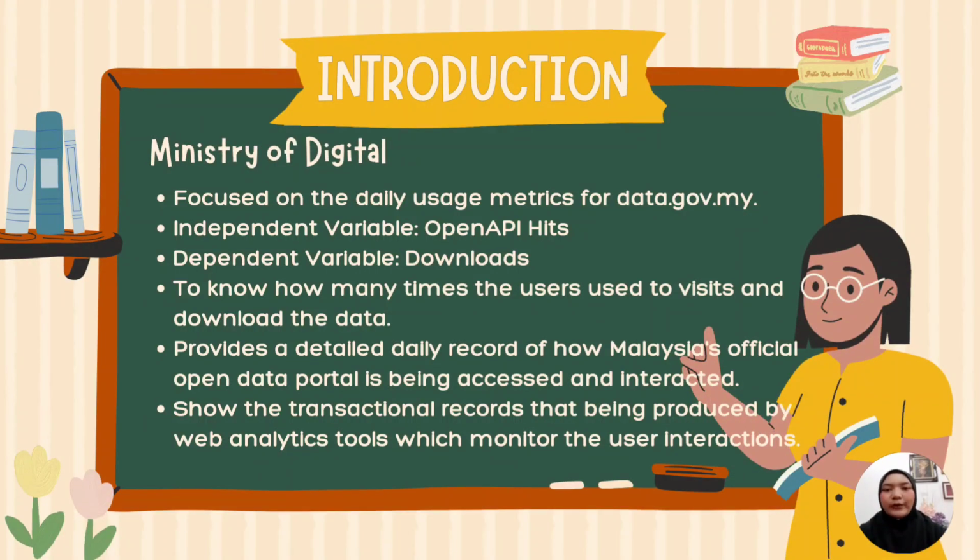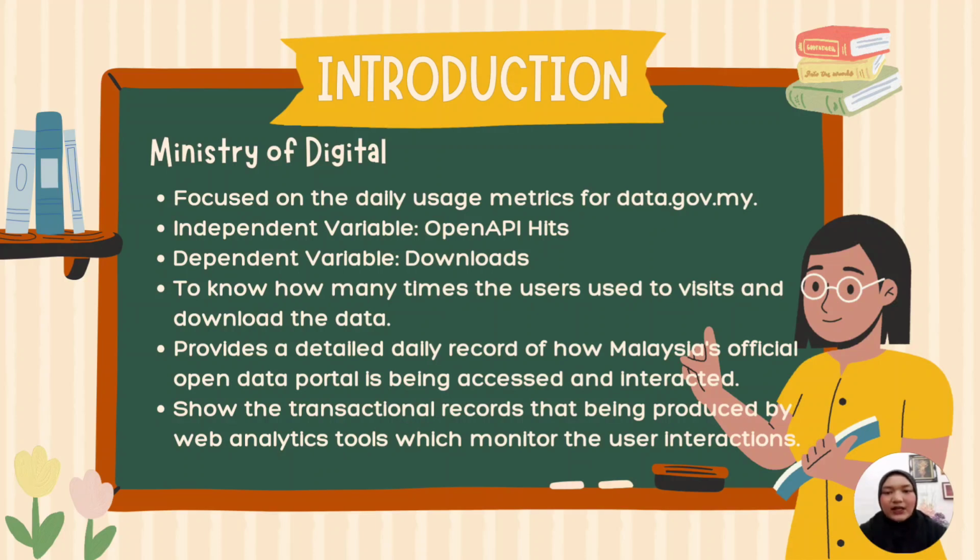The official Malaysian government website that we chose is the Ministry of Digital. About 20 data points had been selected from the website, focusing on the daily usage metrics for data.government.my. From the data, the independent variable that we choose is Open API hits. Meanwhile, the dependent variable is downloads. We choose both variables because we can know how many times the users visit and download the data that is provided by data.government.my.